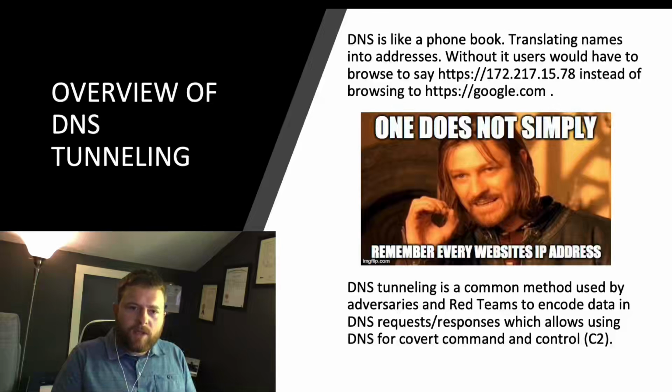It's also something that can be misused by attackers and red teams. DNS tunneling is a common method of misusing the DNS protocol to encode data inside of the DNS requests and get responses back that allow for covert communication. It's a channel where we can send and receive information, and it's not easy to detect that we're covertly communicating over that channel.